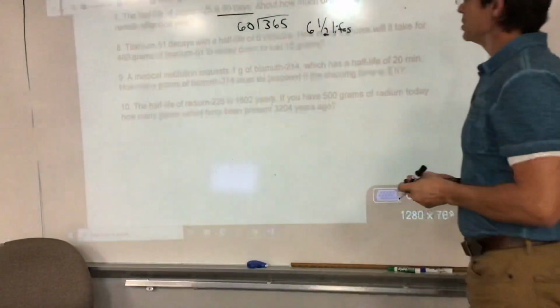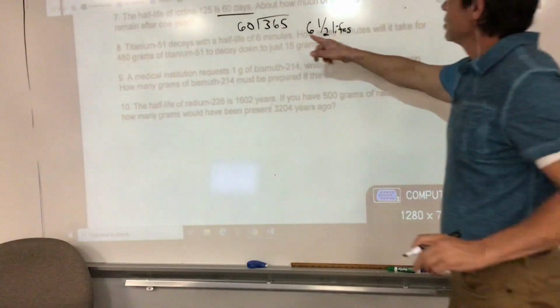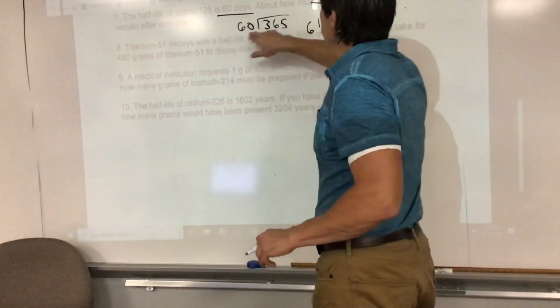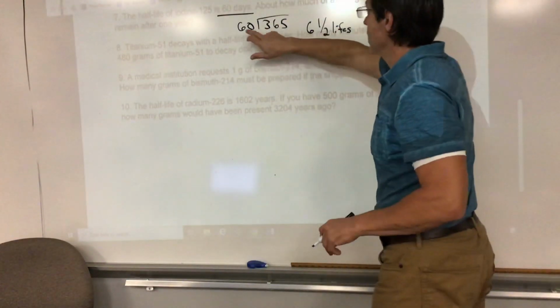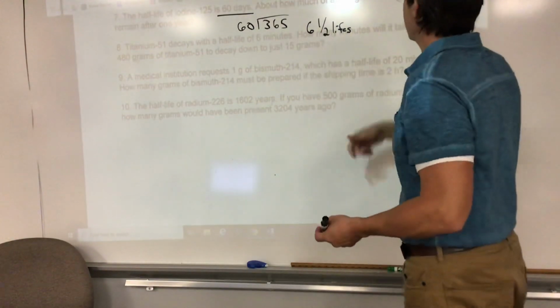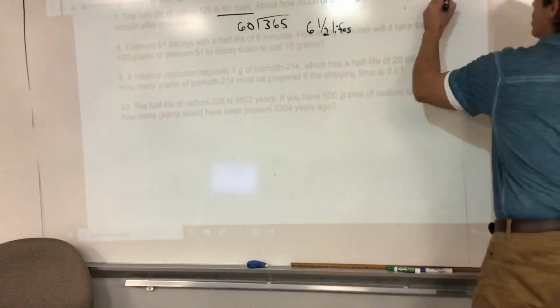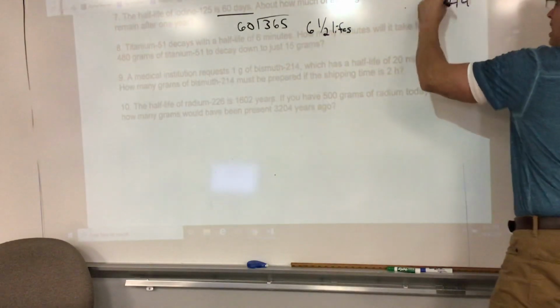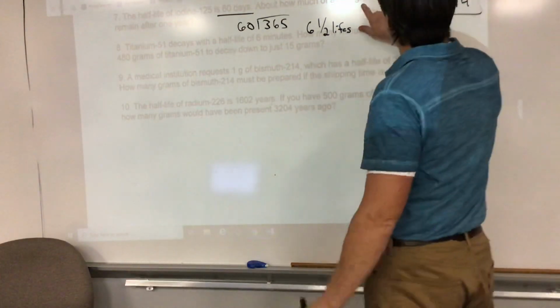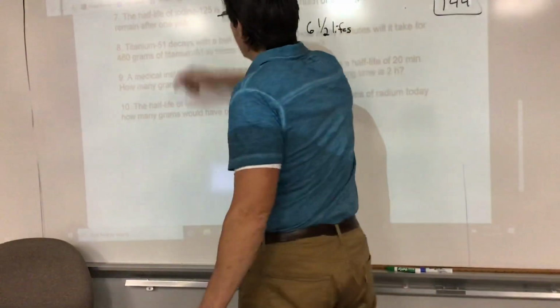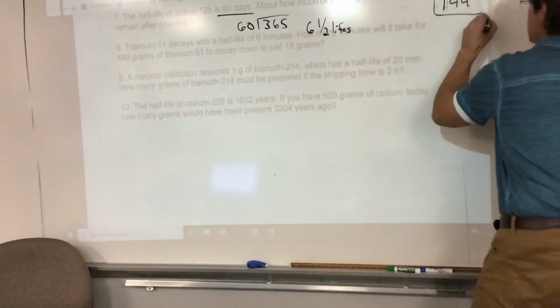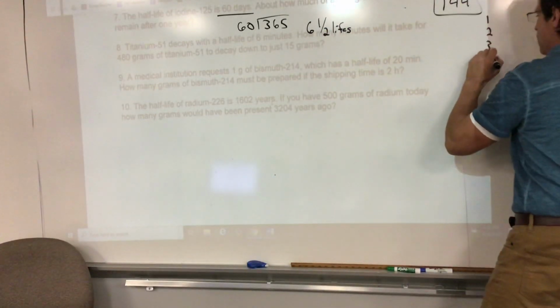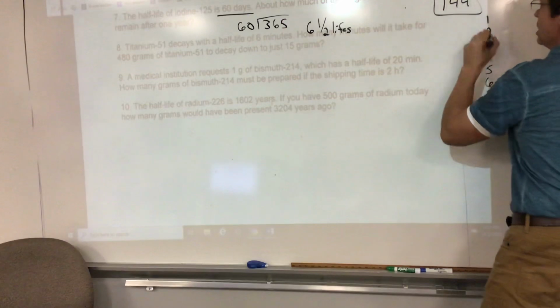Because 1 year is 365 days, when I divided this and that, it came out to be 6. So basically, it wants to know, if I have a 144-gram sample, how much remains after 1 year. Well, I have to divide by 2 six times: 1, 2, 3, 4, 5, and 6.